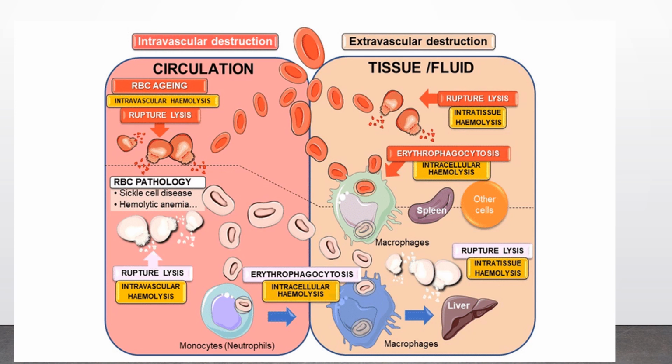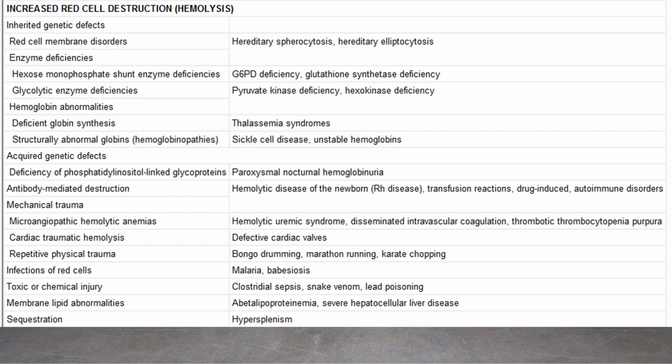You can see in this diagram a few conditions. Again, now increased red cell destruction, hemolysis. We have some reasons in this list: inherited genetic defects, like enzyme deficiencies of different types, or acquired defects, in the cell membrane, in the hemoglobin, or in the enzymes. Basically, these three are the main culprits. Again, they have many reasons.